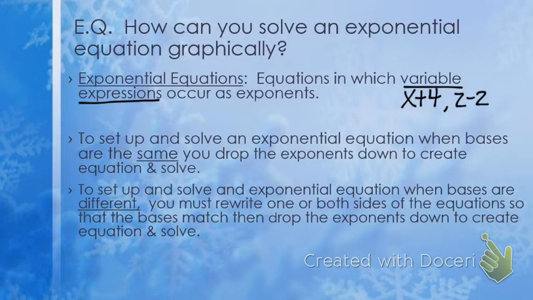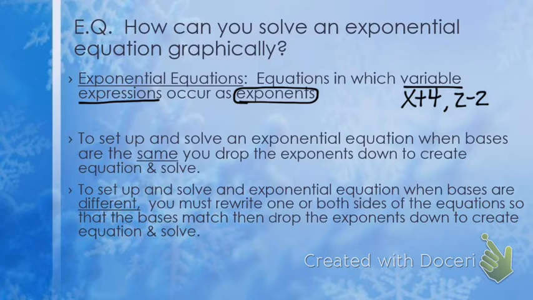All right, now look at where it says these variable expressions are going to be in these problems. It says equations in which variable expressions occur as exponents. So these variable expressions are actually going to be your exponents. They're not going to be your bases. They're going to be your exponents. Now, there's 2 ways to solve these problems. Let's look at the first way.